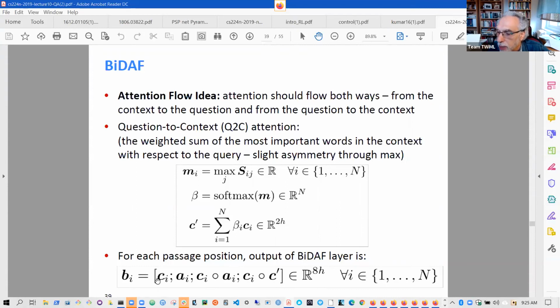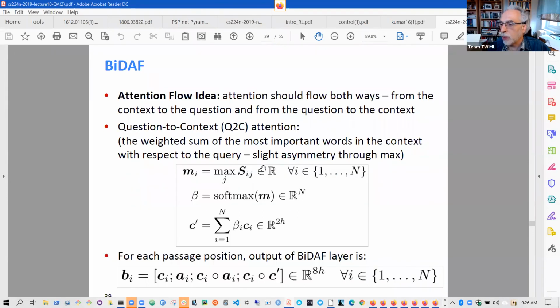And so that gives us this 8H dimensional beast right here. 2H for the context word. Remember, one comes from the forward and one comes from the backward LSTM. AI has the same dimensionality. CI has the same dimensionality. That's 2H, 2H, and 2H. CI Hadamard product with AI: since CI and AI have the same dimension, the Hadamard product has the same dimension. So that's 2H, 2H, 2H, and then again another 2H, so that makes 8H.